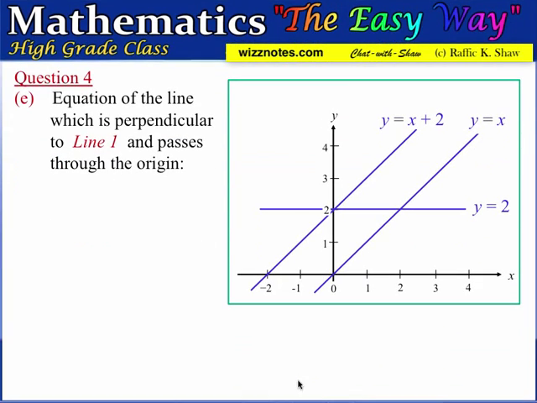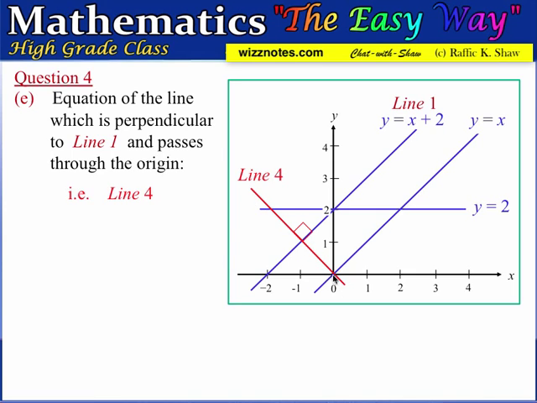Let's move down now to part E. Part E wants us to write the equation of a line which is perpendicular to line 1 and passes through the origin. Now remember that line 1 is the line y equals x plus 2. And the perpendicular line that we're going to draw, we're going to call it line 4. So we want line 4, that is perpendicular to line 1 and also passes through the origin. And we can show that line. This is the line that we want.